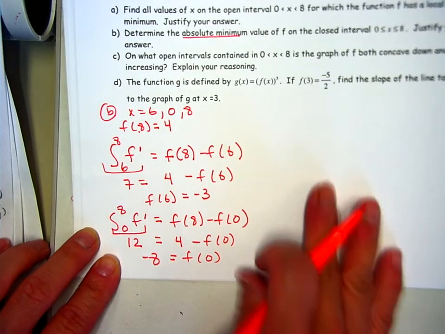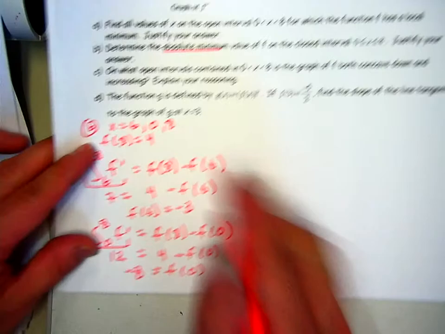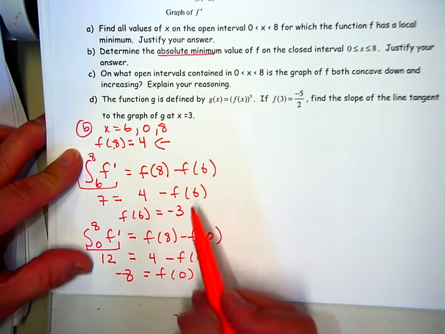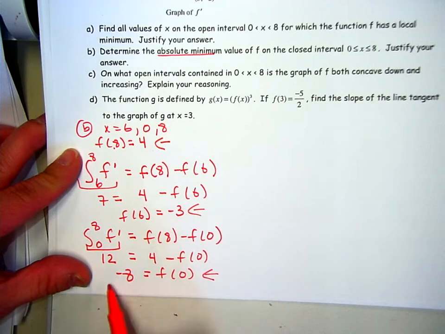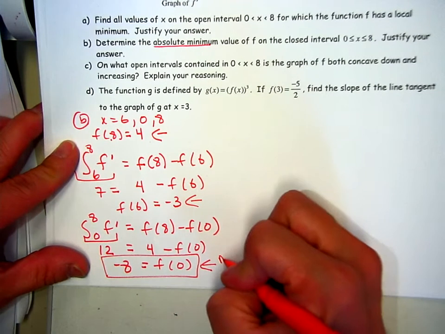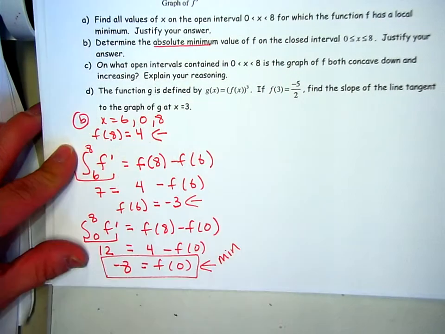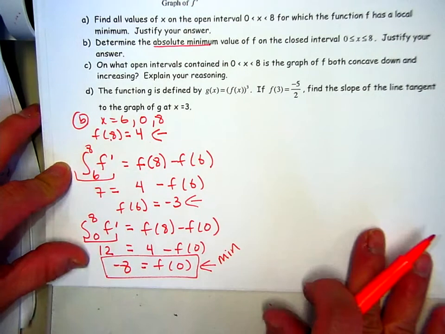The only other piece that I need to check is f of 8, which is 4, which is given. So if I compare these three numbers, this is the smallest number. So this is my minimum. This would be the work to justify your answer, showing that you compared all three.